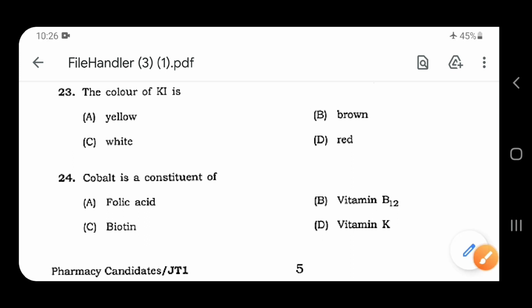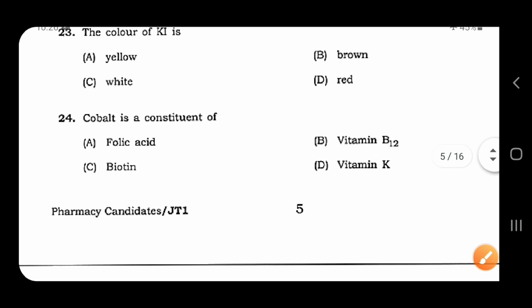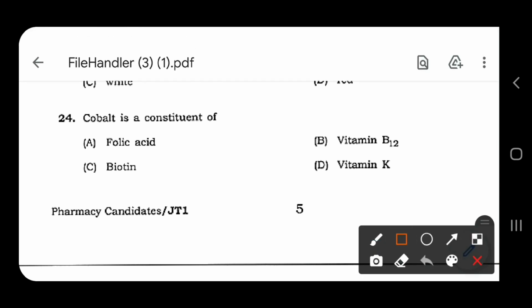Next is question number 24. Cobalt is a constituent of: folic acid, vitamin B12, biotin, vitamin K. Here the correct answer is vitamin B12. The chemical name of vitamin B12 is cyanocobalamin. From this name, it is clear that cobalt is there.